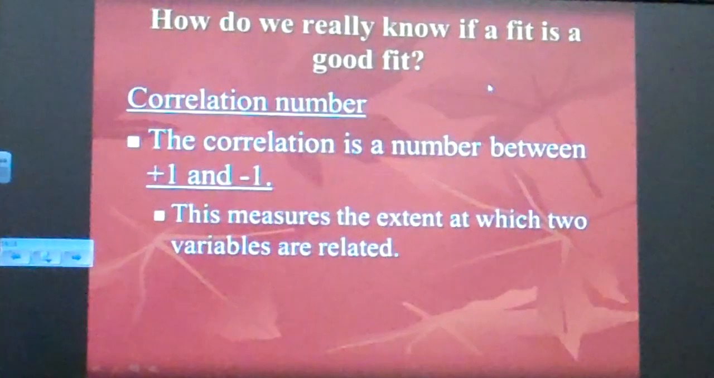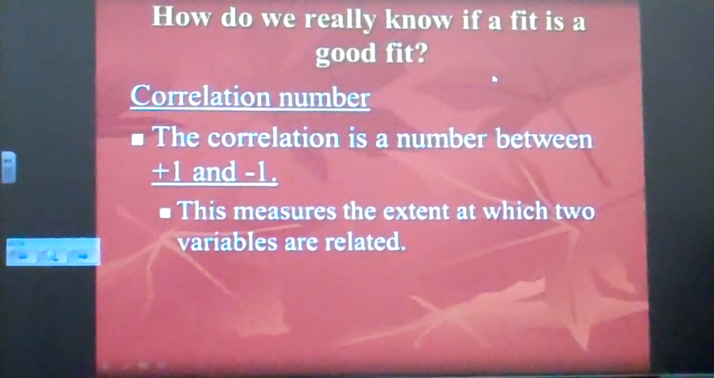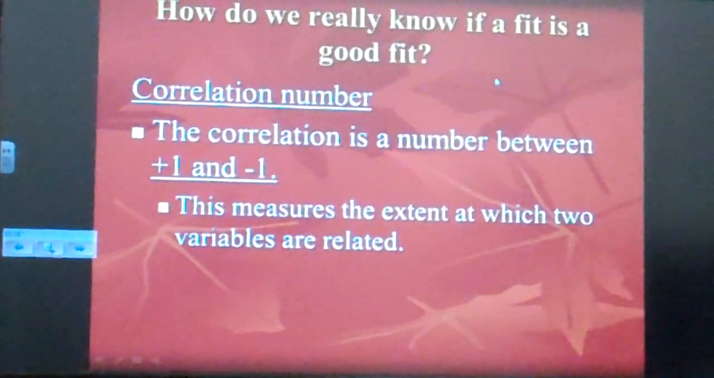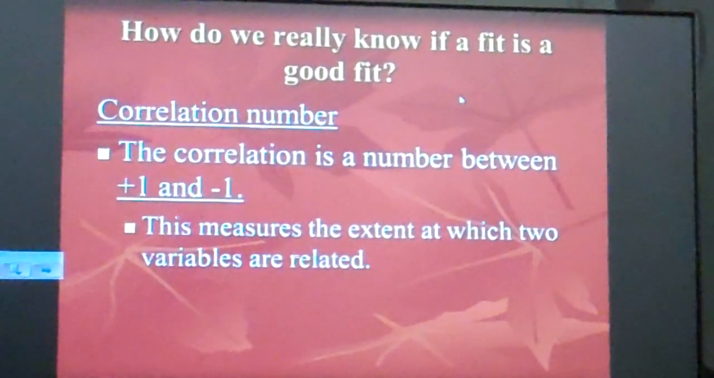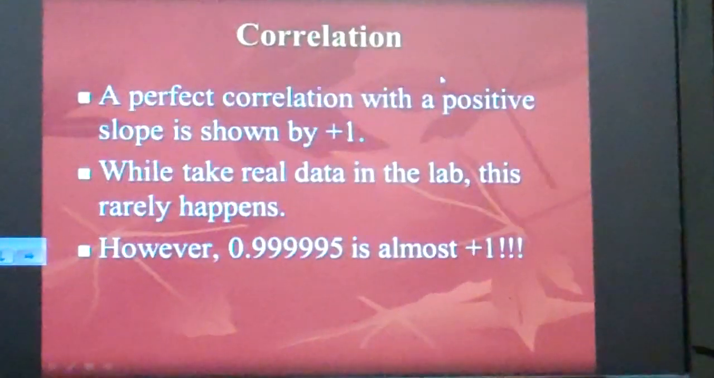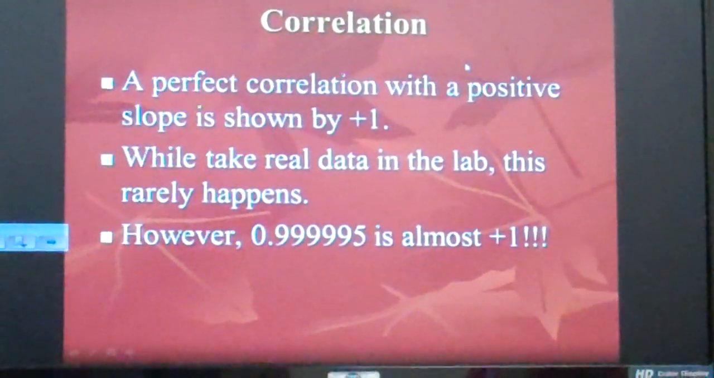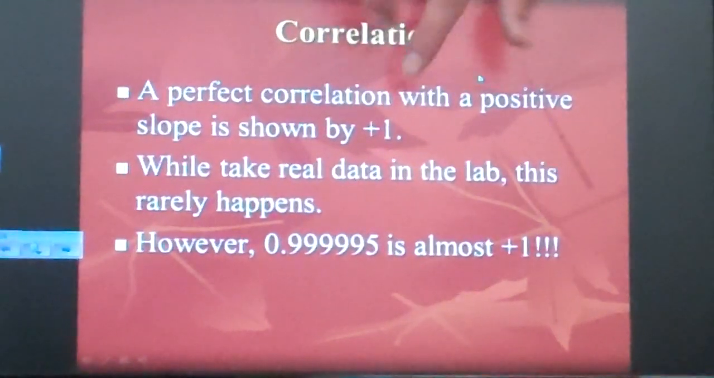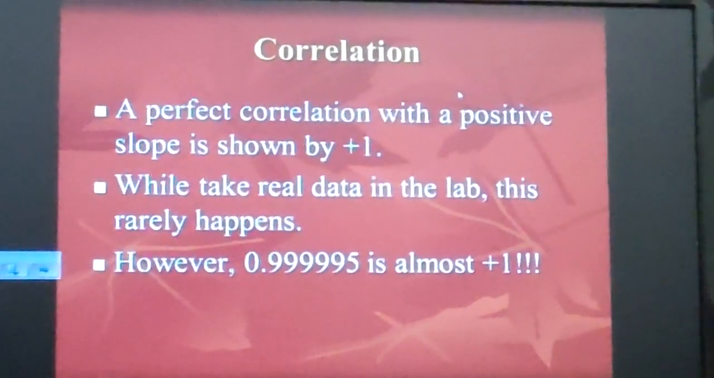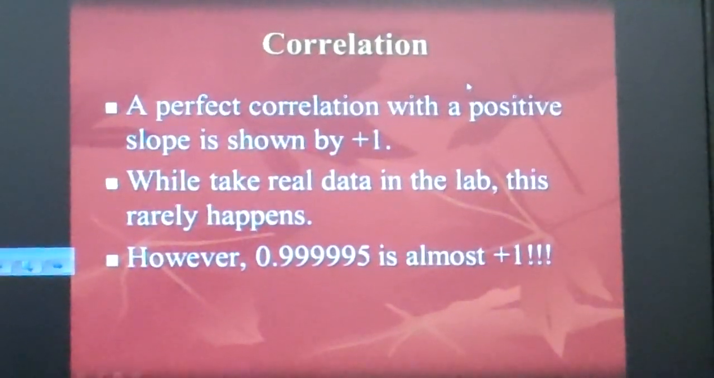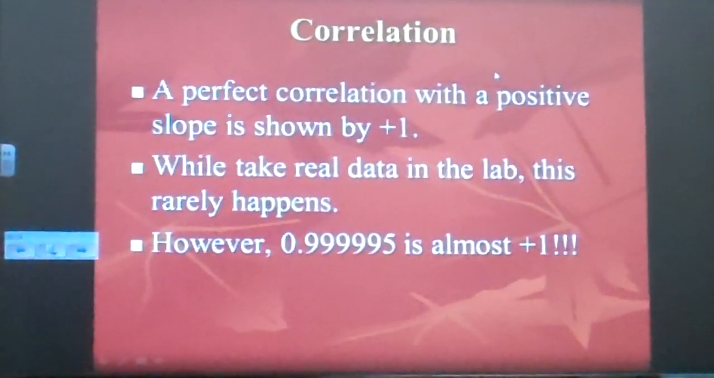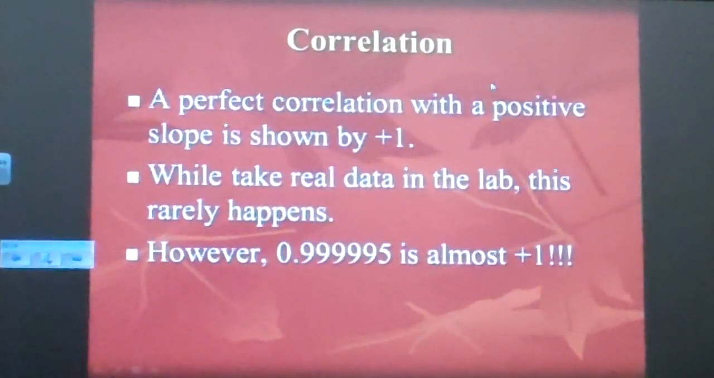So the correlation is a number between +1 and -1. It's the extent to which the two variables are correlated. So a +1 correlation would mean that they are very correlated. In other words, they're very related. 0 would mean they're not related at all. Okay? So a perfect correlation is shown by a slope of +1. If it's a negative slope, it'll be a -1. Okay? So when we actually do real data, that won't hardly ever happen. But it's always something to shoot for, especially as you're trying to make your fit statistically acceptable.